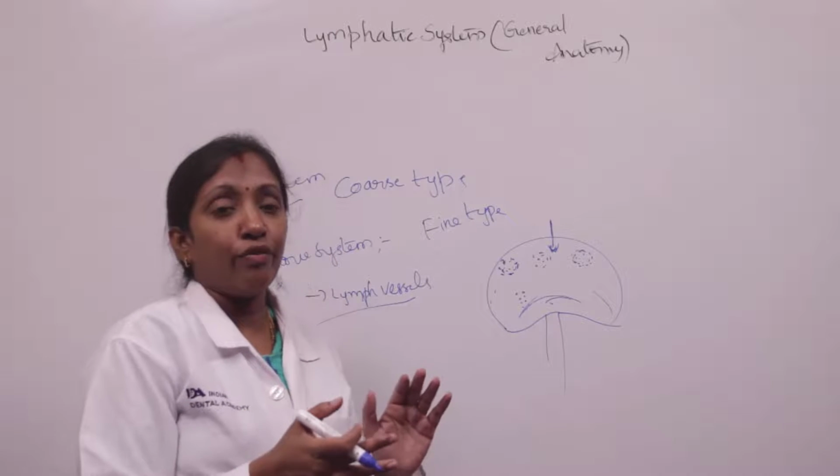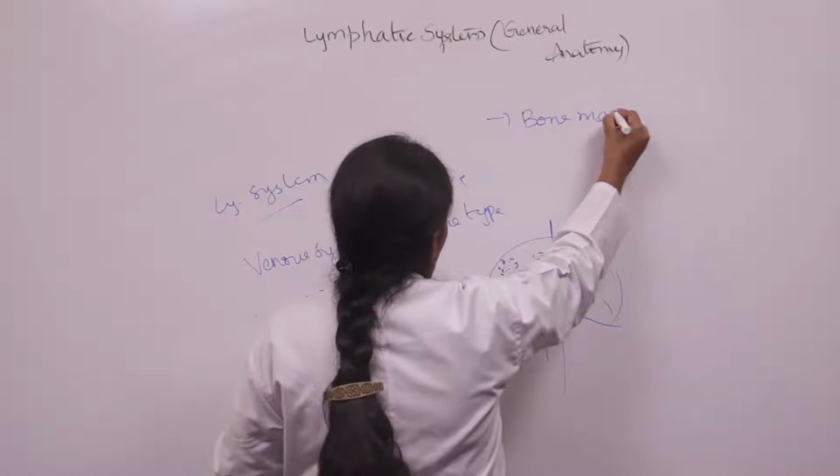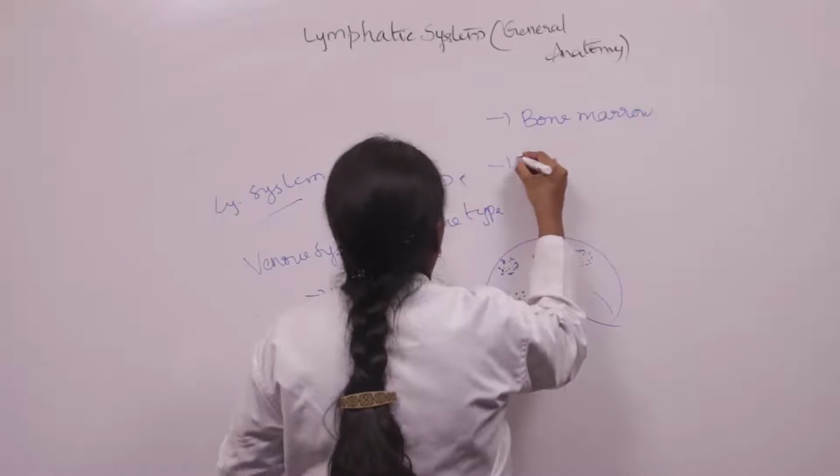And what are the central lymphoid organs? The central lymphoid organs are the bone marrow and thymus.